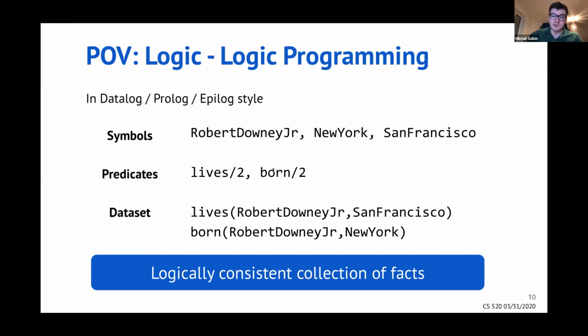And then we build our dataset, or, well, it's actually a graph, but theoretically it's called a dataset, which is comprised of those facts that Robert Downey Jr. lives in San Francisco, but was born in New York. So from that perspective, a knowledge graph is a logically consistent collection of facts.